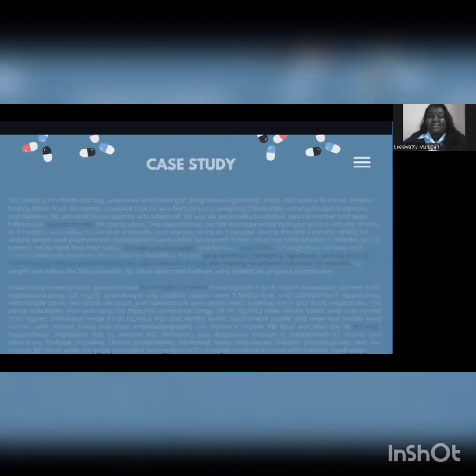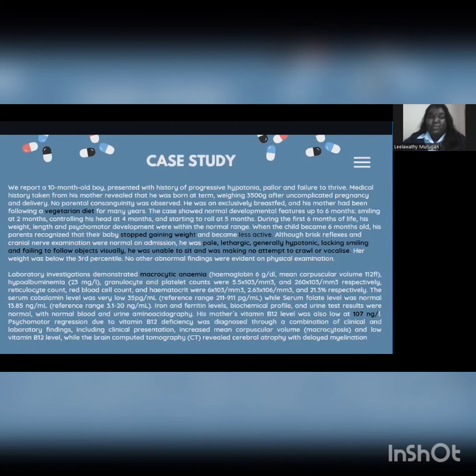So here is one case study that I found, about a 10 months old boy having vitamin B12 deficiency from the mother who was already having vitamin B12 deficiency. This case study mentions the symptoms that the 10 months old baby went through, and I've highlighted them in black and bold to be more specific.